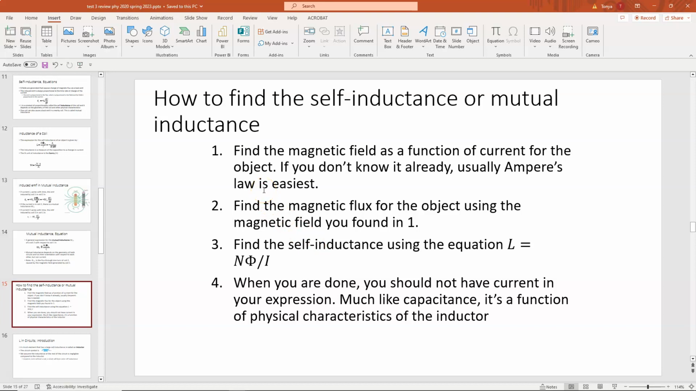So the way to find the self and the mutual inductance for coils is the same kind of strategy. First, you find the magnetic field as a function of the current for the object, and if you don't know it already, you can usually use Ampere's law for a high symmetry situation to solve for it. And then find the magnetic flux for the object using the magnetic field you found in step 1. Note that the self-inductance L is equal to N times flux over I, and the mutual inductance expression looks very similar. And then you plug into that expression for the self or the mutual inductance, depending on what you want to do. Remember that when you're done, you shouldn't have current in your expression. Just like capacitance, it's a function of the physical characteristics of the inductor.